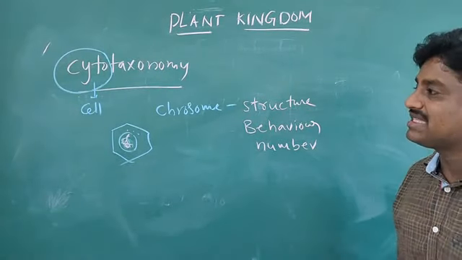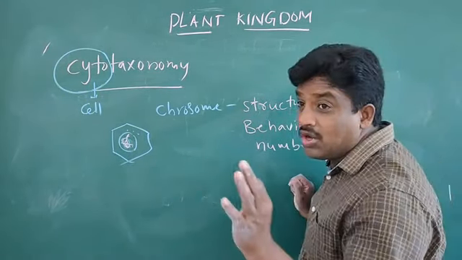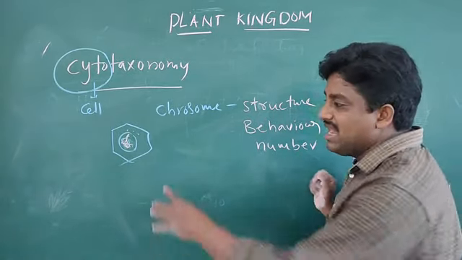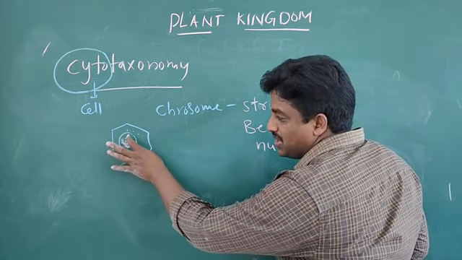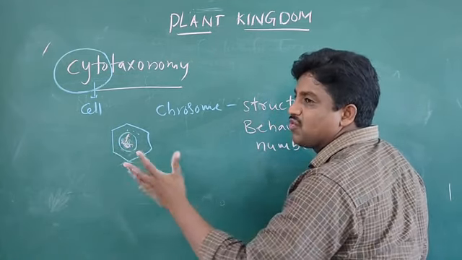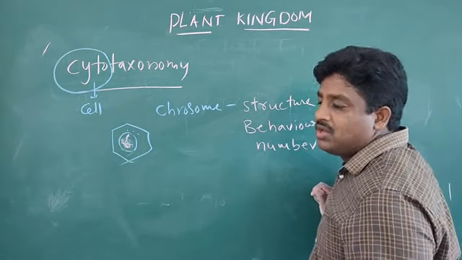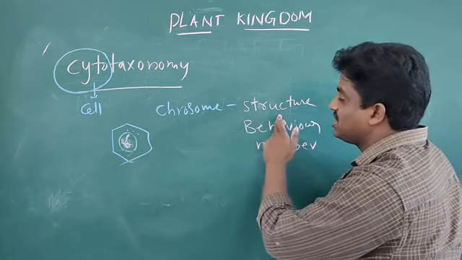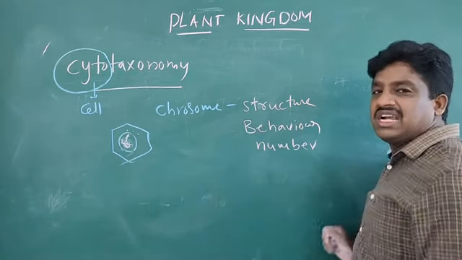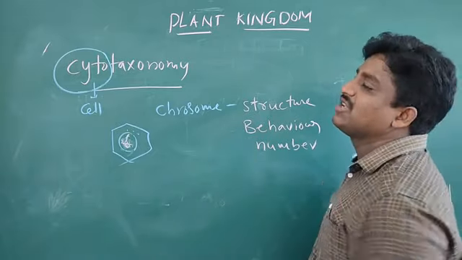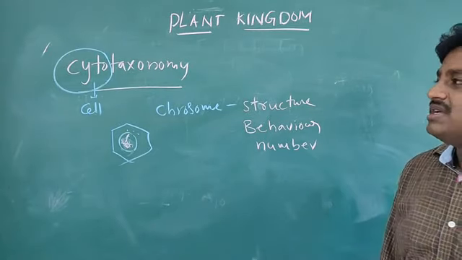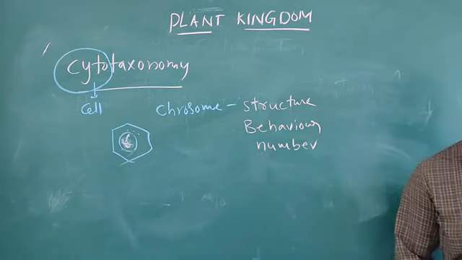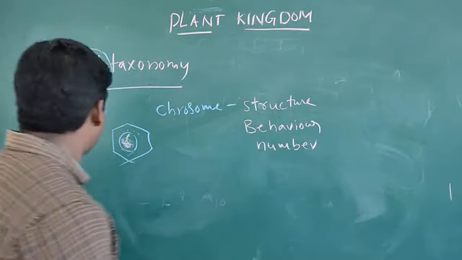Cytotaxonomy means the cytological information. Cytological means information about the cell. Inside the cell is the nucleus, inside it DNA material, and this DNA material forms the chromosomes. So the chromosome information, their structure, behavior, and number, such a study we call cytotaxonomy. Okay, next, and one more definition you can see.